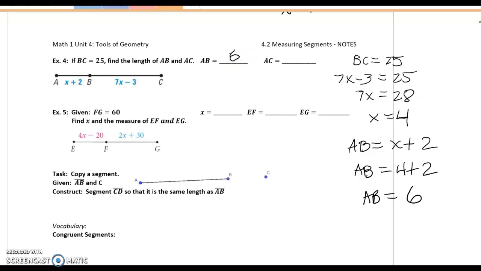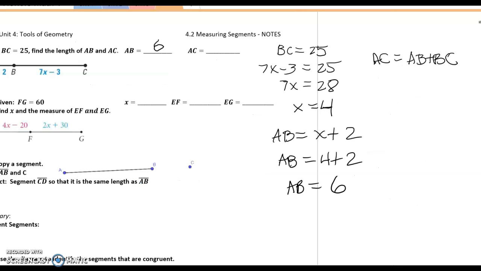And to find the length of AC, now that we found AB is 6, we know that AC is AB plus BC. So to find AC, you take the length of AB and the length of BC and add those together.